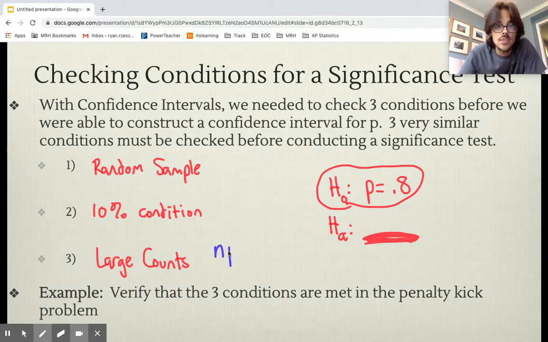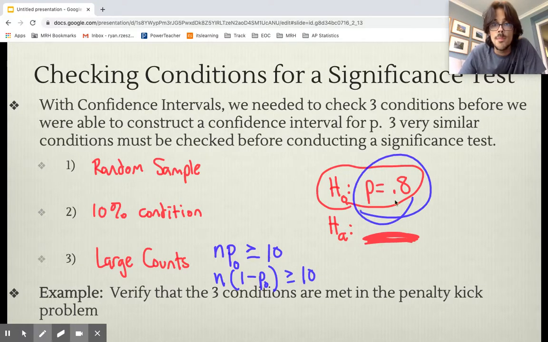So the way I'm going to write that down right here, I'm going to put P with a little subscript of 0. That means your null hypothesis value. So you still check the same thing, n times P, n times 1 minus P. But when you check them, you're going to use your value from H0, not what you got from the sample. In a confidence interval, we had no choice. That's all we had was P hat. But when you do a significance test, you assume H0 is true. So we're going to use the value that we're assuming to be true.